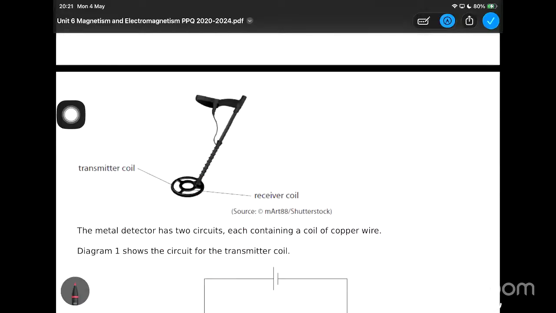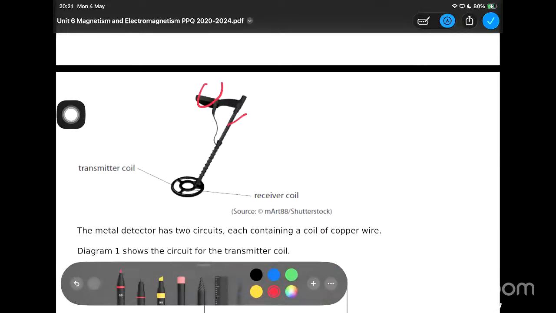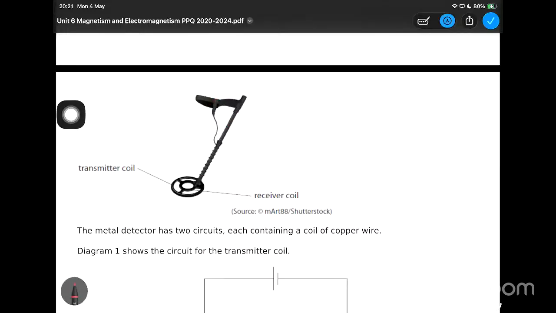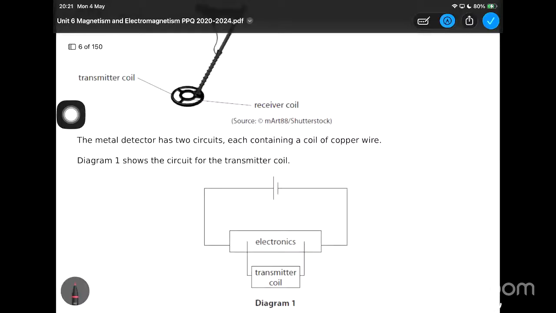So at the end, you can see a transmitter coil and there's a receiver coil as well. So this is the place where we are holding it over here, right? So you might have seen these things in movies or something like that, right? Okay. So here the metal detector has two circuits, each containing a coil of copper wire, right?